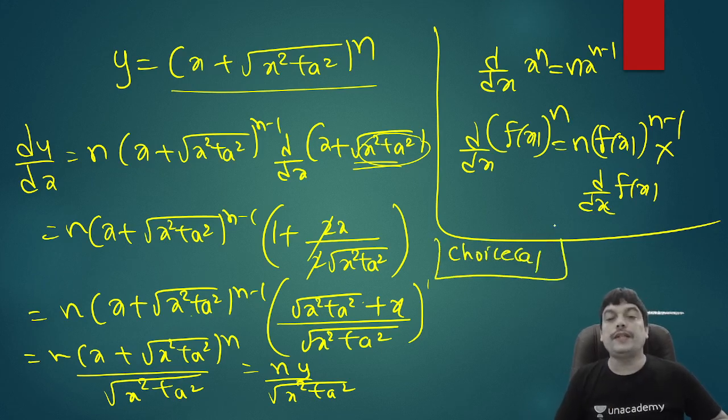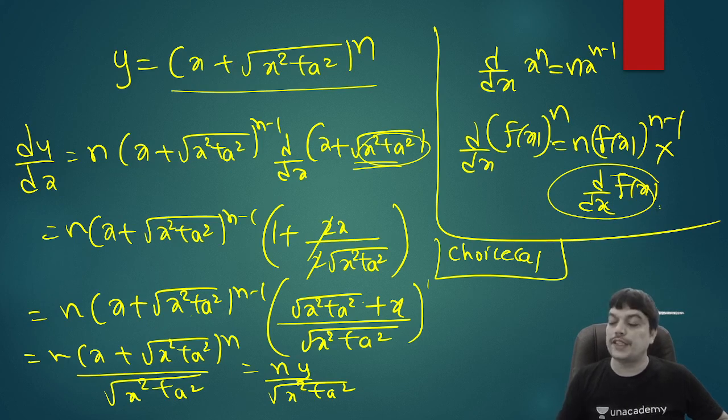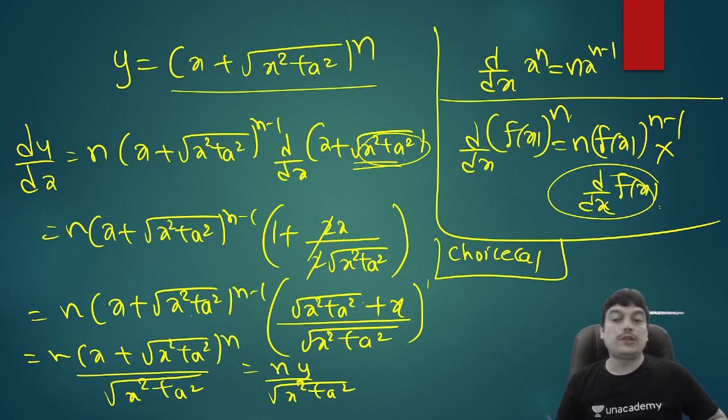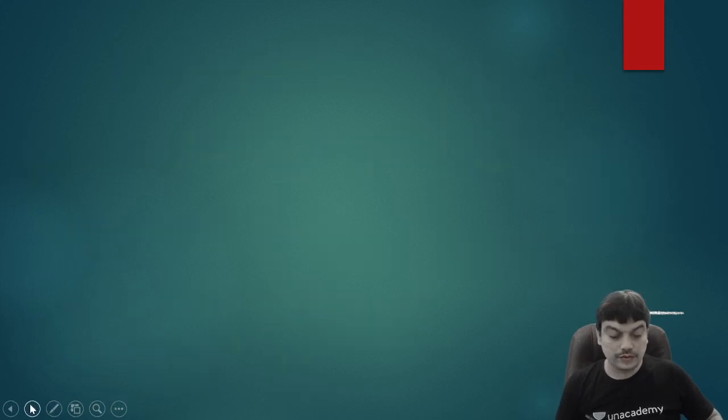So you just need to be careful while applying the rule. If you forget to write d by dx of f of x, you will get a wrong answer. So you should be careful in this kind of function, f of x power n, this is the derivative rule. So I hope it's clear to all of you. Now let's proceed to the next question. That is question number 4.